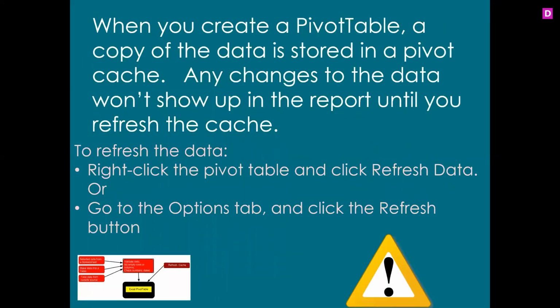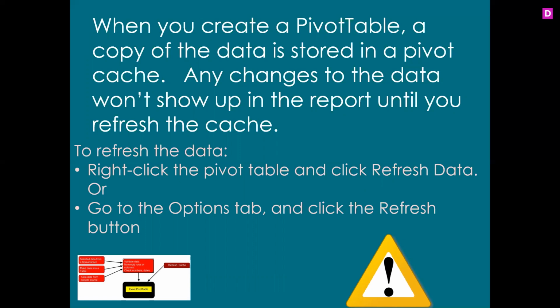When you create a pivot table, it copies the data into the pivot table cache. What is a cache? There is cache memory in your computer, and a cache is available in your Excel file also. Any changes to the data will not show in the report until you refresh the cache, because all the data is converted into cache memory.